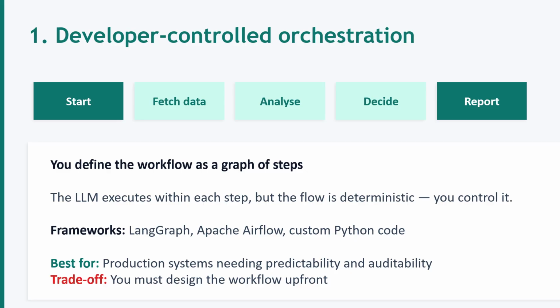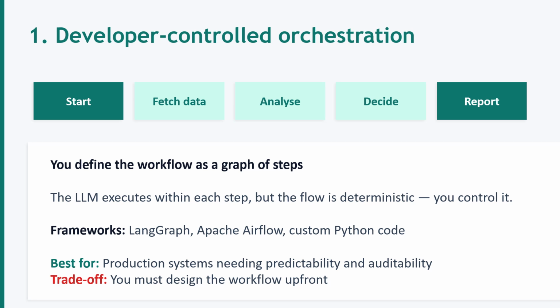In the first approach, you define the workflow as a graph of steps. You write the code that determines what happens and in what order. The LLM executes within each step. It does the thinking, but the flow between steps is deterministic. You designed it. You control it. Each step is a node in the graph. Each connection is an edge. The graph determines what runs when, including conditional branches.